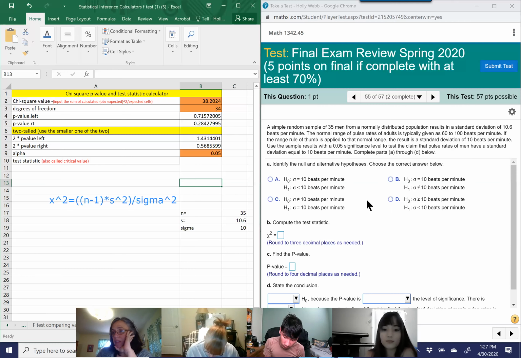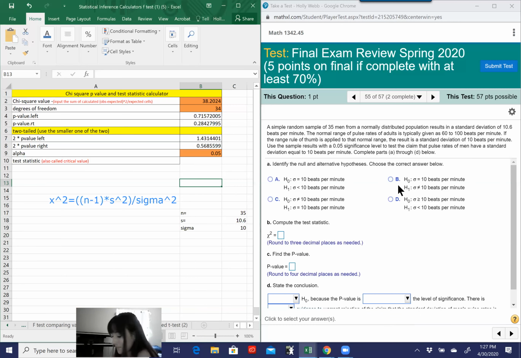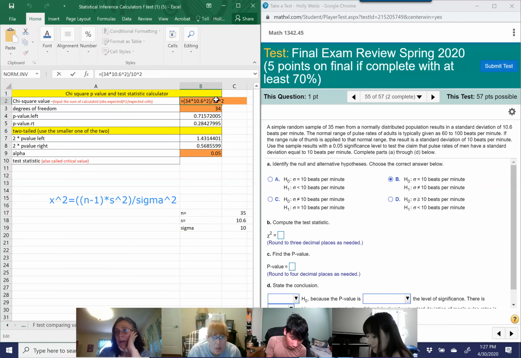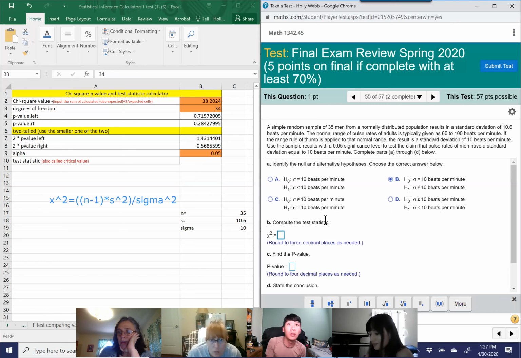So what kind of test is this? Left tail, right tail, two-tail, guys? If the claim is that it's equal to 10, it's two-tailed. Very good. It's going to be a two-tailed, an equal or not equal claim. And my chi-squared value I got when I built it was 38.2024. So that's already rounded; they want 3 decimals, 38.202.